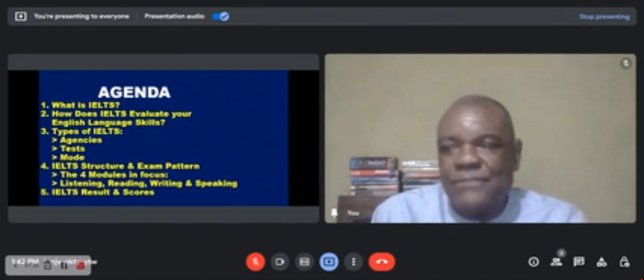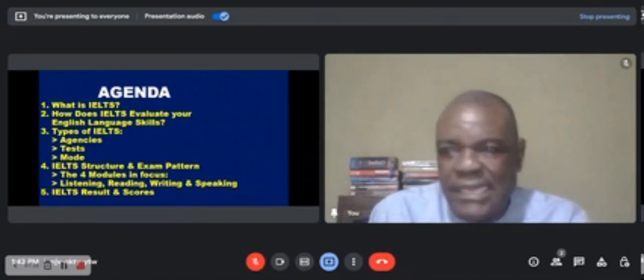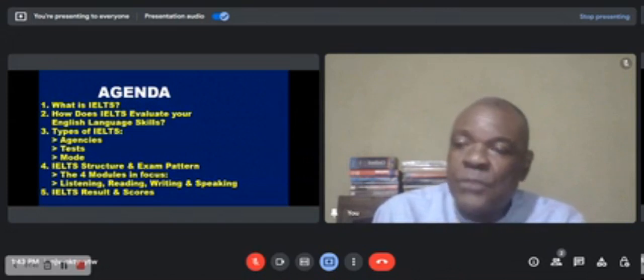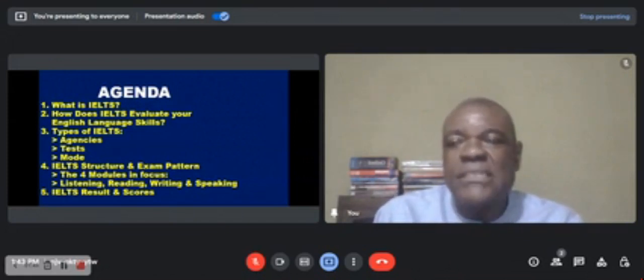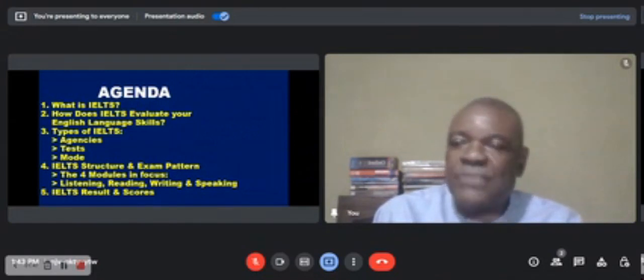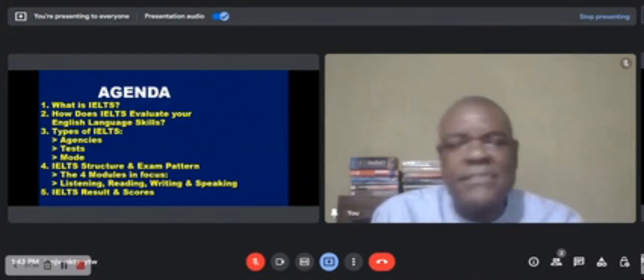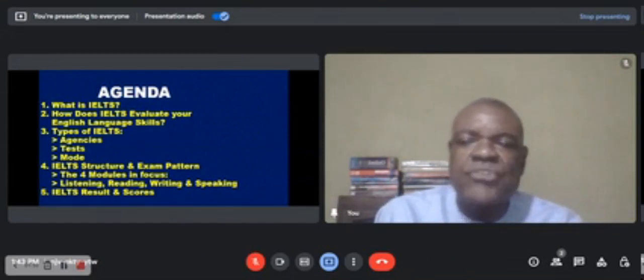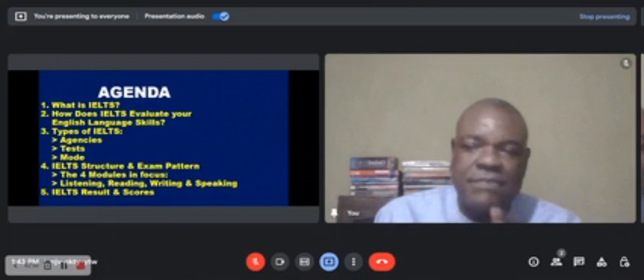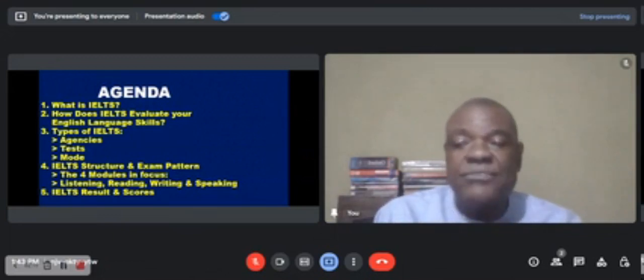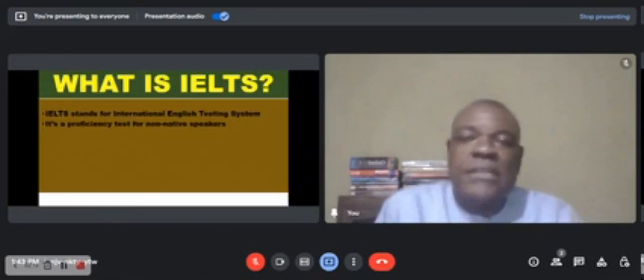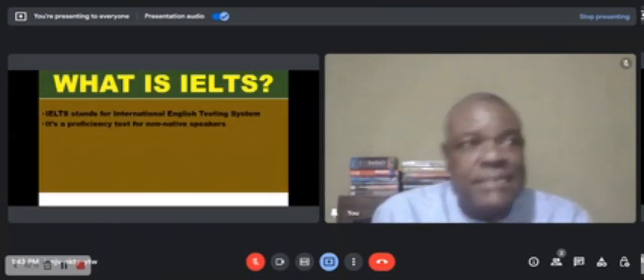Now we have five main items on this agenda. Number one, what is IELTS? Number two, how does IELTS evaluate your English language skills? Number three, types of IELTS in terms of agencies, tests, and mode of delivery. Number four, IELTS structure and exam pattern. Then we are going to examine this in terms of the four modules in focus: listening, reading, writing, and speaking. And number five, IELTS results and scores. So let's quickly begin with the first item.